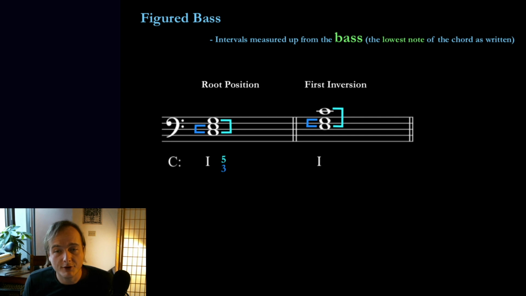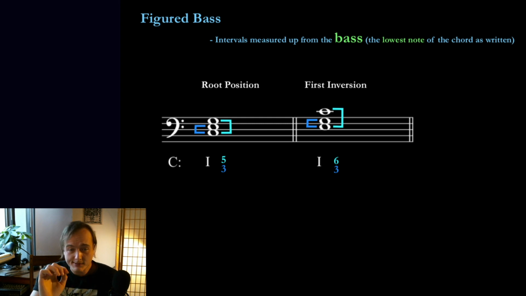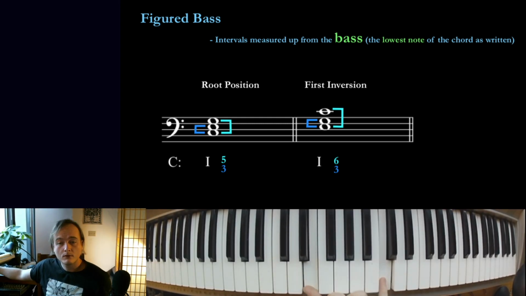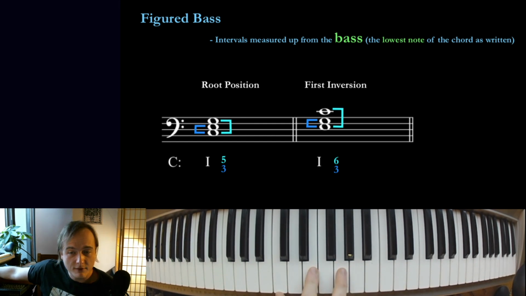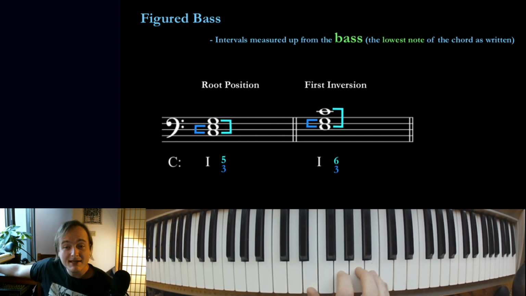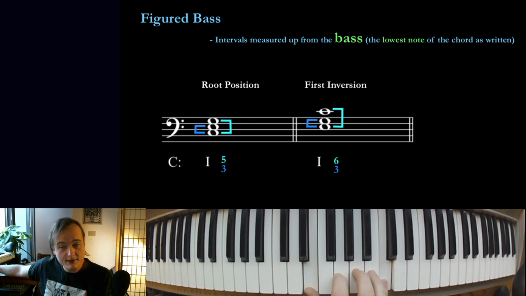Then if we go to the inversions, we will get slightly different intervals. And this is helping us to distinguish: are we in first inversion, second inversion, or root position? In root position, as I say, we have a fifth and a third to make that chord measured up from the bass. Then in first inversion, we have a 6th from E to C, a minor 6th, but we'll just write the number 6. Just the size is important for inversion. We'll have a 6th and a third. So we're going to call first inversion 6/3, intervals measured up from the bass.